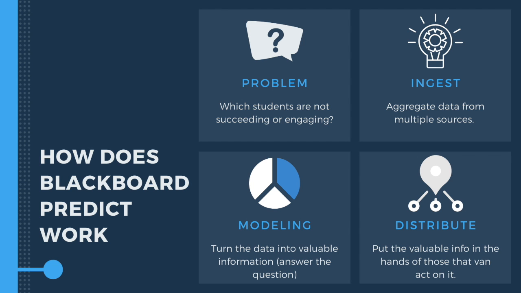So how exactly does Blackboard Predict work? First, you identify the problem if you're trying to find out about student engagement in online classes. Then you pull the aggregate data from multiple sources. Next, you turn that data into charts and graphs that are able to be viewed, and then you distribute it to the right people so that they're able to implement the changes necessary.